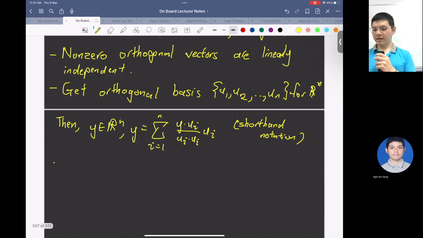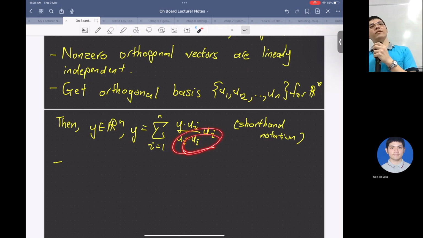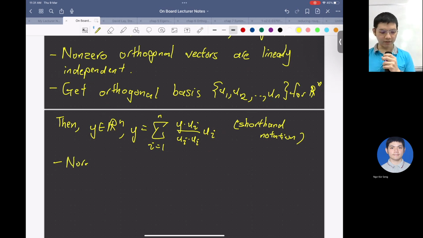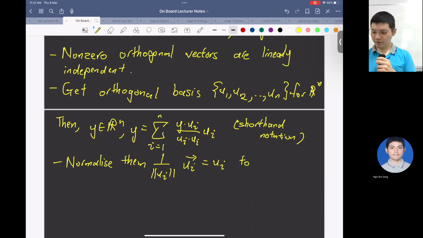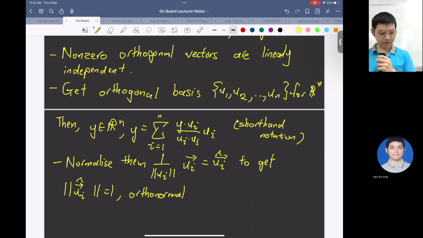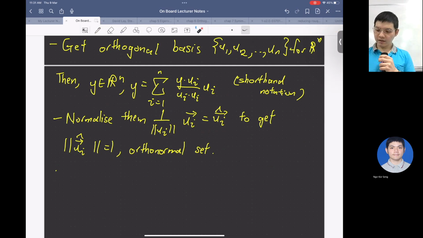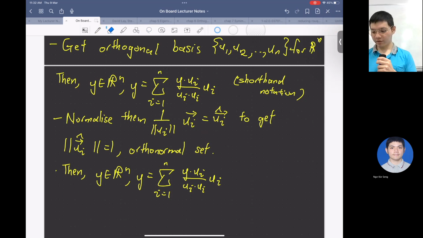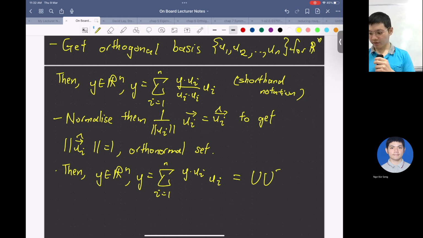Then what you do next: you see this length keep popping up. Why not we get rid of this length? Meaning, not 0, I mean make it 1. So if we make the length 1, this means we normalize the vector u1. So we normalize the vectors to get an orthonormal basis, so we get an orthonormal set. Then easily, for this formula here, you don't need to worry about the denominator anymore because it's just 1 now. And then there's an easy form for this, which is UU^T y. Go and check the notes. UU^T y.